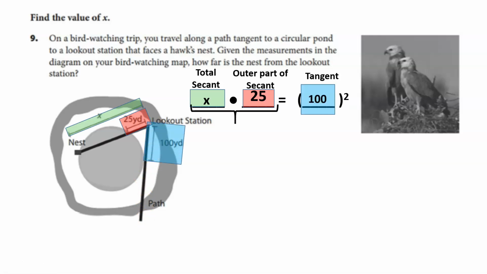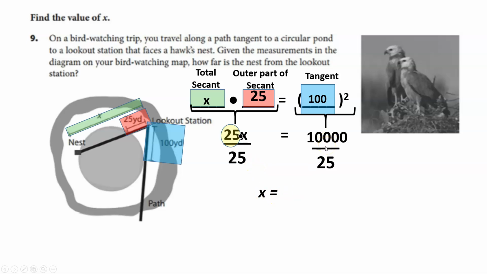So right now, whenever I have a number times a letter, essentially that's just the number and a letter. So we're just writing them right next to each other. Equals, what's 100 times 100? That's about 10,000. What's the opposite of multiplying by 25? Dividing. So we're going to divide both sides by 25, and x equals, go ahead and calculate that out. Pause and do that now. About 400. So that means the nest and the lookout station is about 400 yards away.